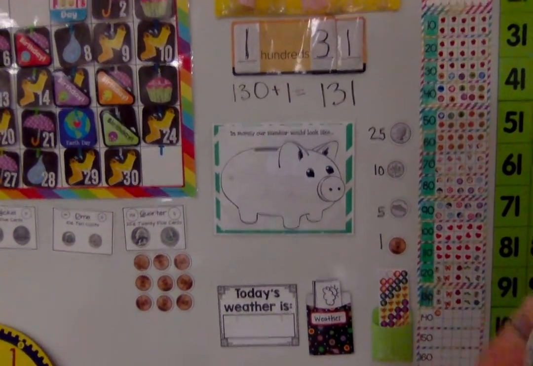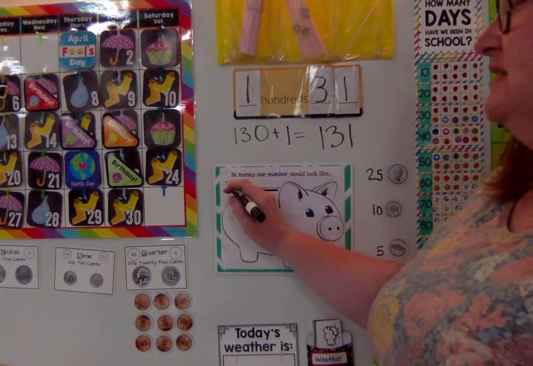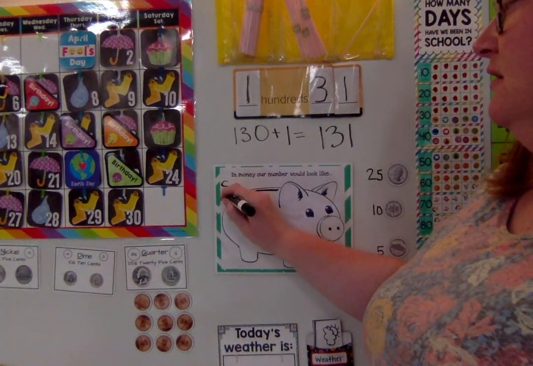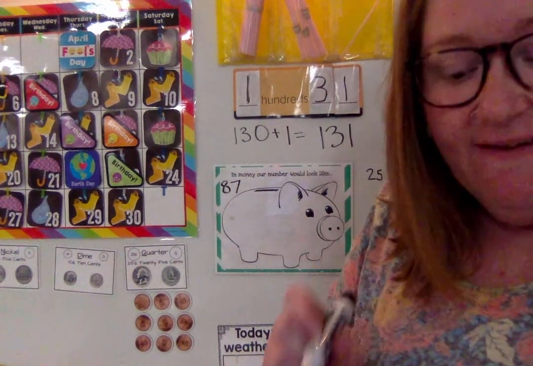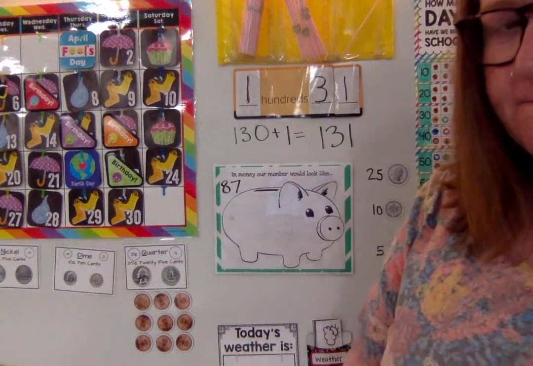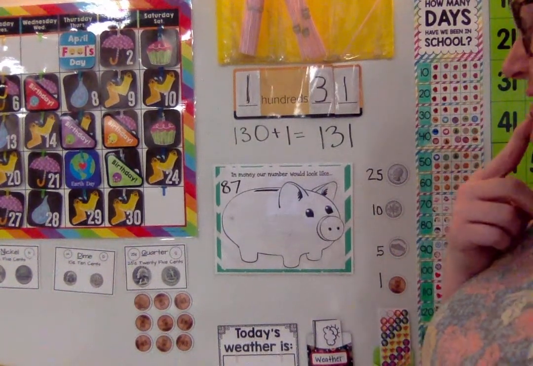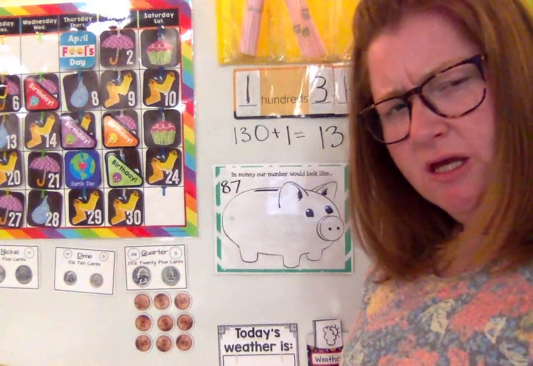Okay, our last thing before we leave today. Our piggy bank is feeling empty again. Today, he will be happy when we are able to put 87 cents in his tummy. 87. Can I start with 3 quarters?